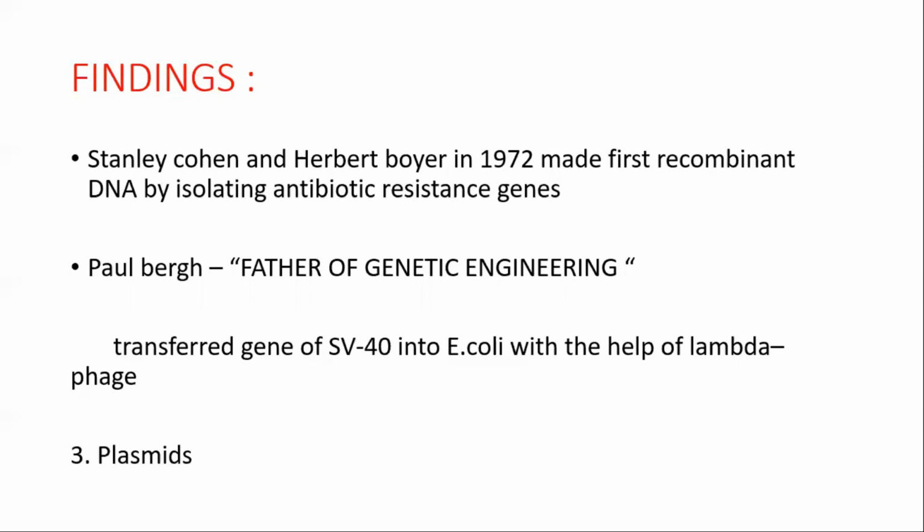What he did was, with the help of a bacteriophage called lambda phage, he was able to transfer the gene of SV40. What is this SV40? It is a strain of a virus group called simian virus, S-I-M-I-A-N, simian virus. He was able to transfer this gene of the SV40 variety into E. coli with the help of lambda phage. Since he was able to show the working of a bacteriophage, he was called the father of genetic engineering. So this slide is very, very important.